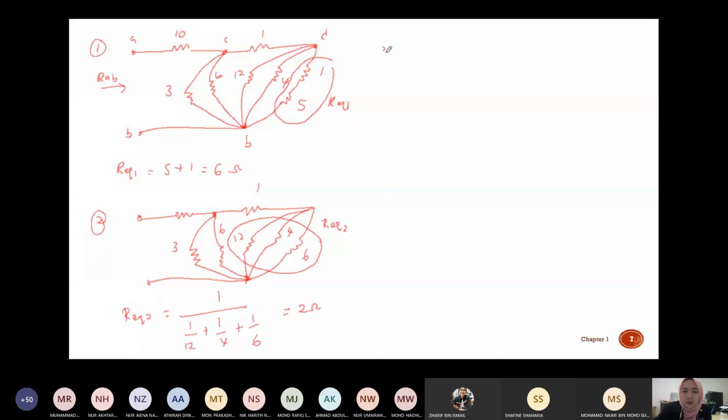Next you can redraw the circuit. Now you have this is 10 ohm, and then you have 1 ohm. This is 2 ohm. This is 1 ohm. And then we have 6 and 3.